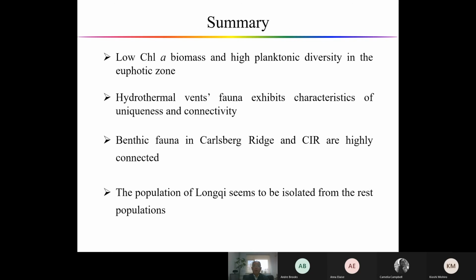Benthic fauna in Carlsberg Ridge and Central India Ridge are highly connected, and the population of Longqi seems to be isolated from the other population.